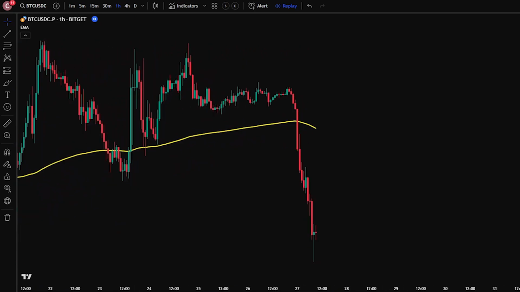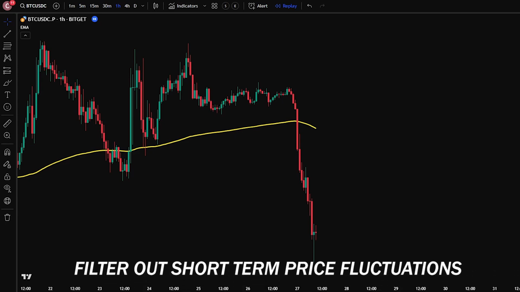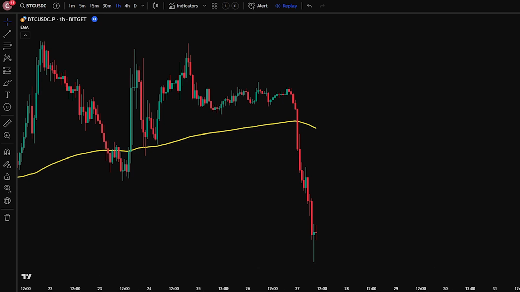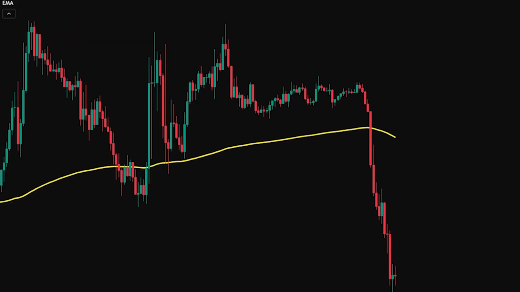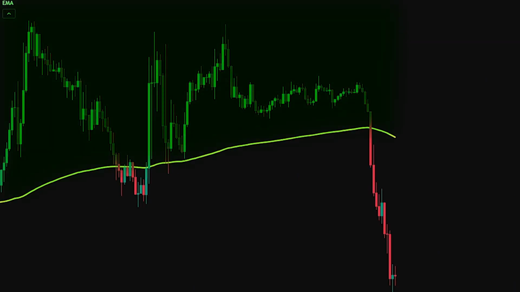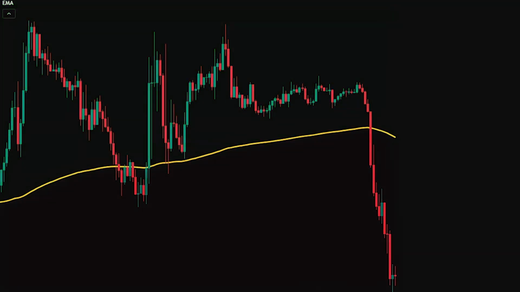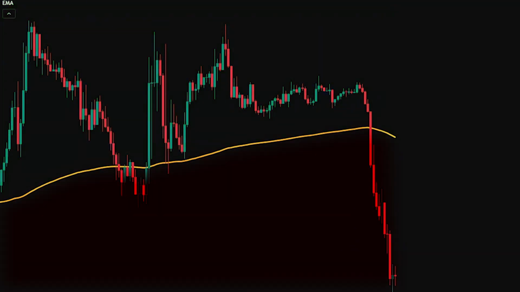The 200 period moving average is commonly used because it helps to filter out short-term price fluctuations, providing a clearer view of the overall market trend. If the price is above the 200 period moving average, it suggests the market is in an uptrend. Conversely, if the price is below it, the market may be in a downtrend.